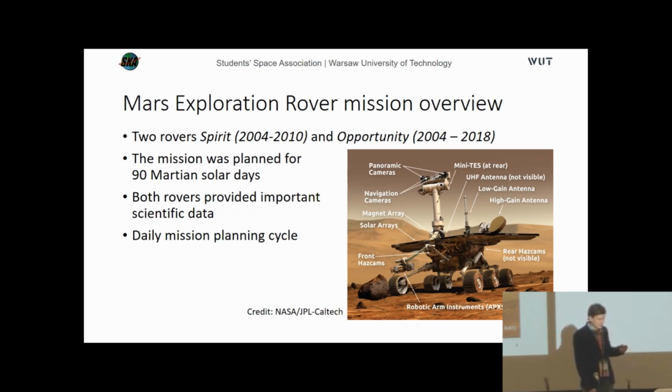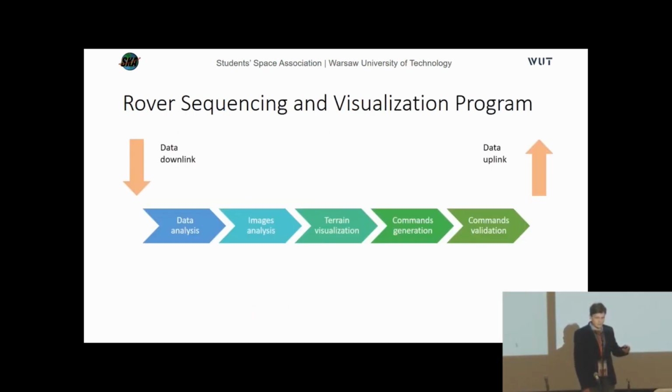Now, a quick overview of the Mars Exploration Rover mission. There were two rovers, Spirit and Opportunity. The mission was a great success. They both survived much longer than planned and provided lots of great scientific data. But what's important from the point of view of the operator and the control system is that there was a daily mission planning cycle. Each day the data arrived from the rover. The operator can analyze the data from various sensors and images from the rover. Based on those, a 3D visualization of the terrain surrounding the rover is generated, which gives the operator a better understanding of the surroundings. Then he can generate commands for the next day, or Sol, a Martian day, and all those commands are validated, and if everything's correct, they're sent back to the rover.